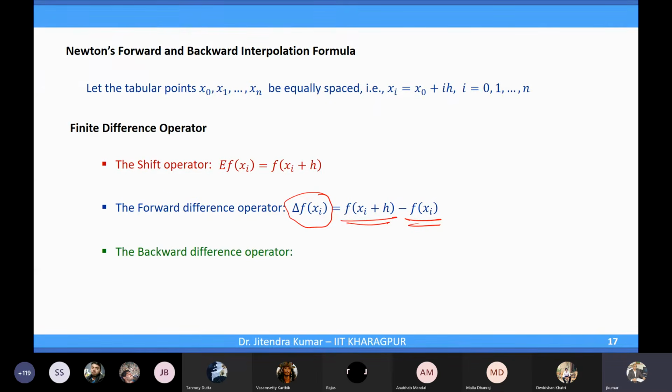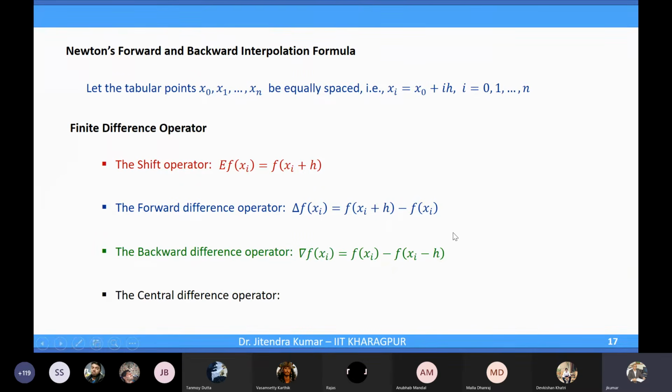There is a backward difference operator. Yeah, the backward difference operator. Then you have here f(x_i) minus f(x_i - h). Here you are going backward: f(x_i) minus f(x_i - h). This is the backward difference operator.